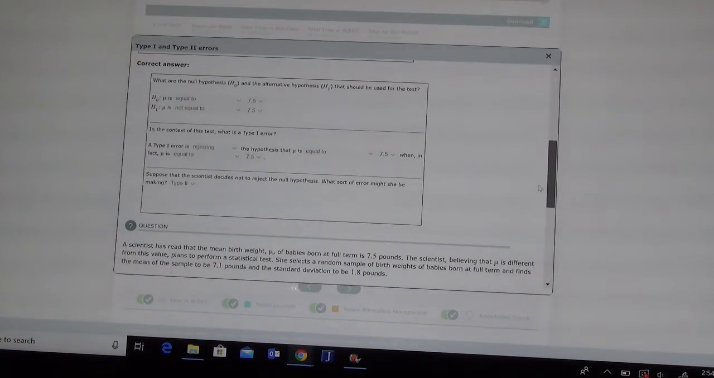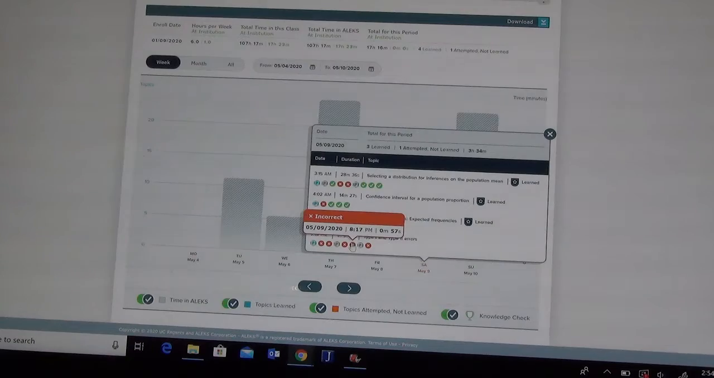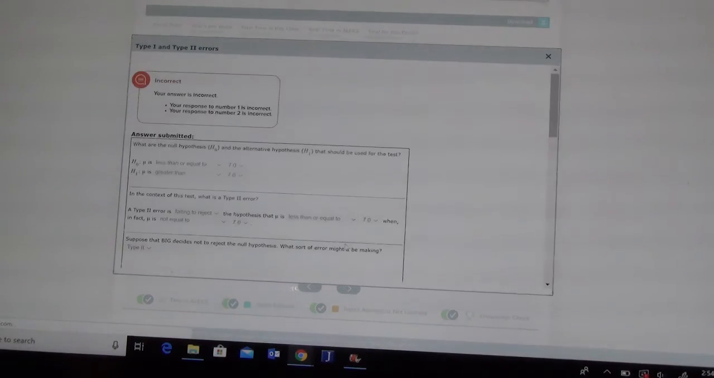So again, this is very similar to the previous ones. My null, oh, that is the same one. Okay, let me go to a different one here.